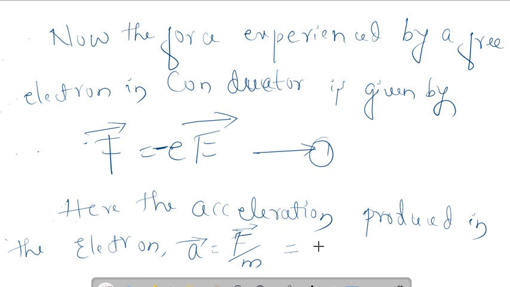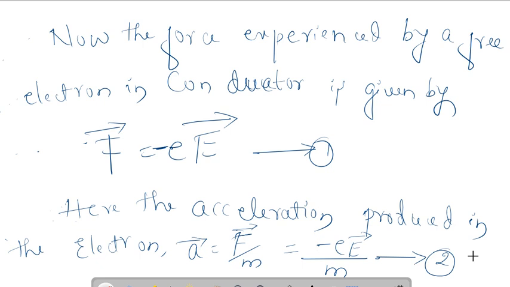If you substitute the value of F here, that is minus e times E divided by m. This is equation number 2. Whatever acceleration is produced in the electron will last only for a short time. These accelerated electrons collide with the vibrating ions of the conductor.